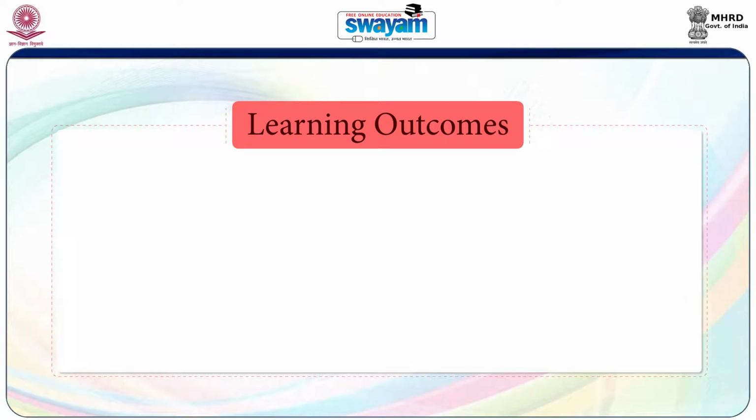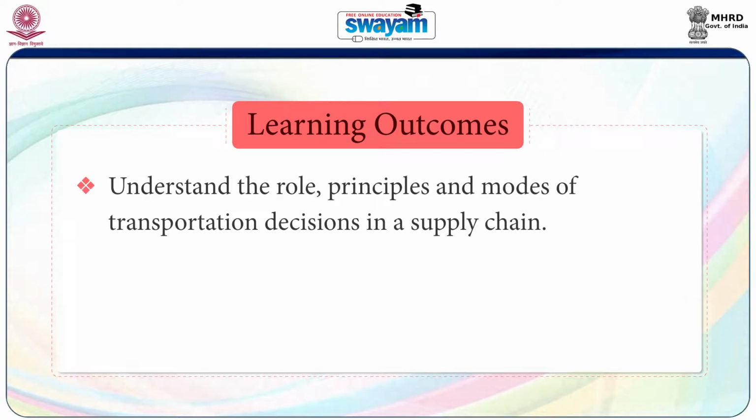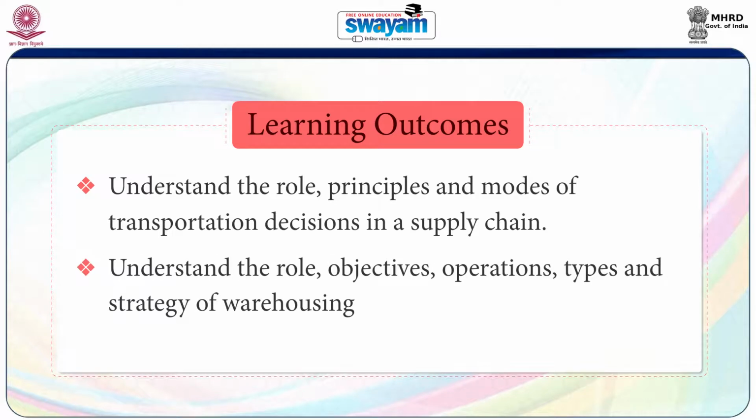a supply chain. The learning outcomes from this module are an understanding of the role of transportation decision in supply chain, an understanding of the principles of transportation decision in a supply chain, an understanding of the various modes of transportation in a supply chain, an understanding of the role of warehousing decision in a supply chain, an understanding of the objectives and operations of warehousing in a supply chain, an understanding of the various types of warehousing in a supply chain, and to understand the different warehouse strategies for a supply chain.